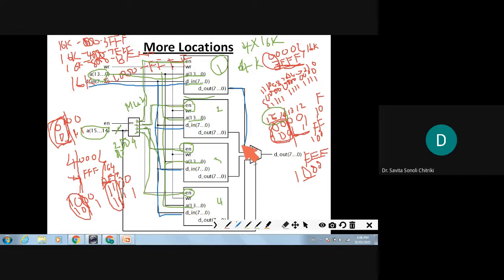D0 to D7 from here, from here also D0 to D7, D0 to D7, D0 to D7. So the same select lines A14 to A15 are also connected. At the output side also the same mux is being used. So whenever 0 is selected, the data from this will be selected. Whenever 1 is selected, data out from this, 2 this one, 3 this one. Is it clear to you all? Yes, ma'am. Very important. You can take a screenshot of this, all of you.